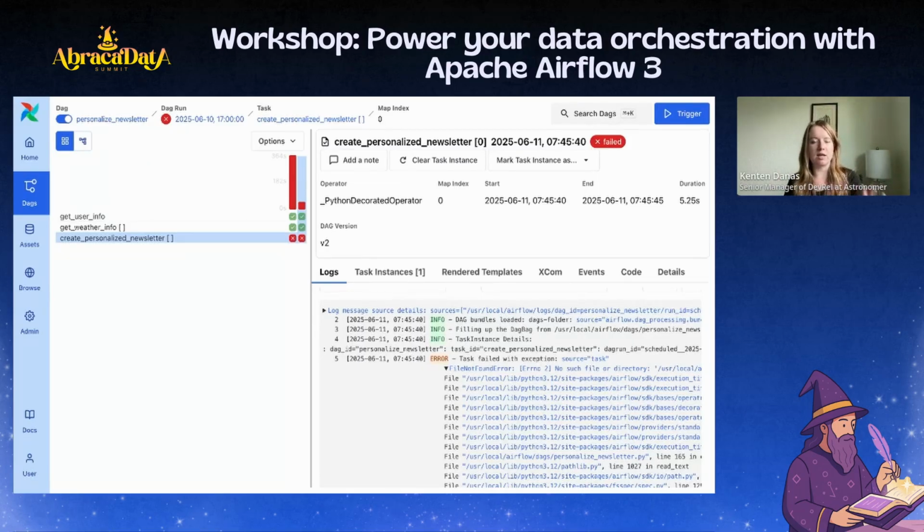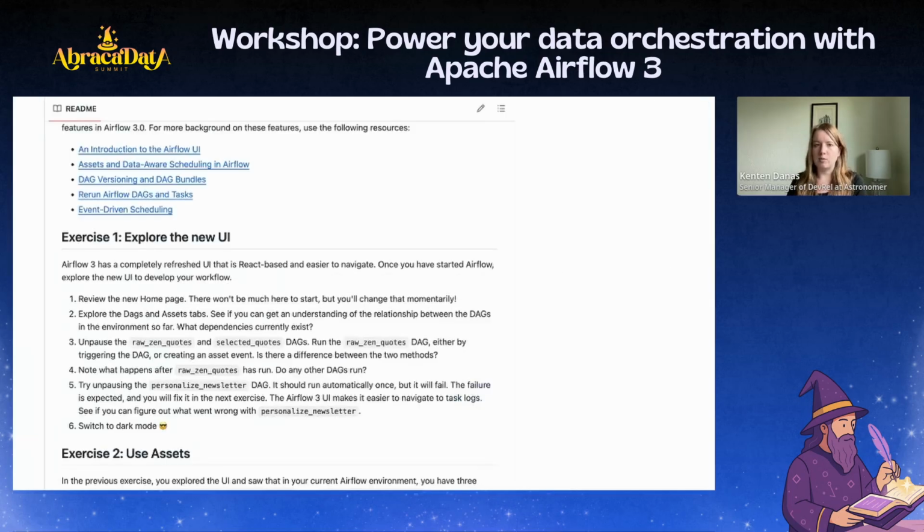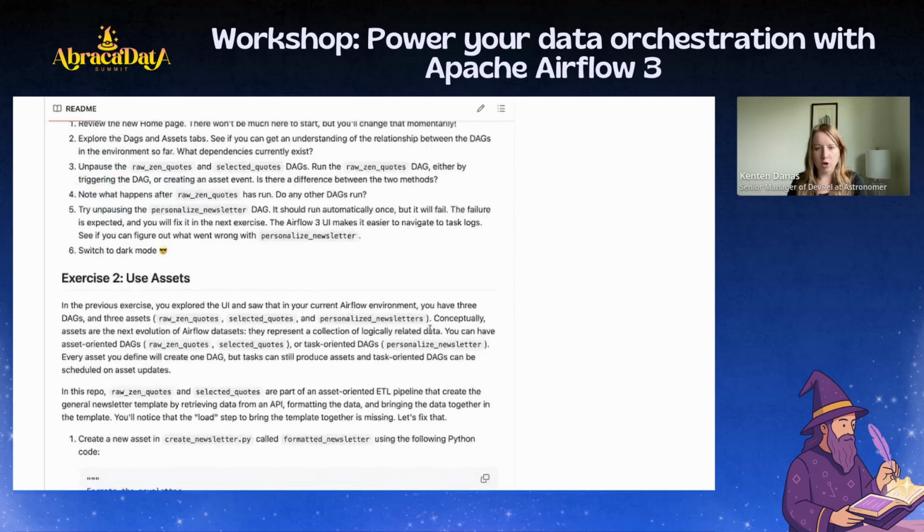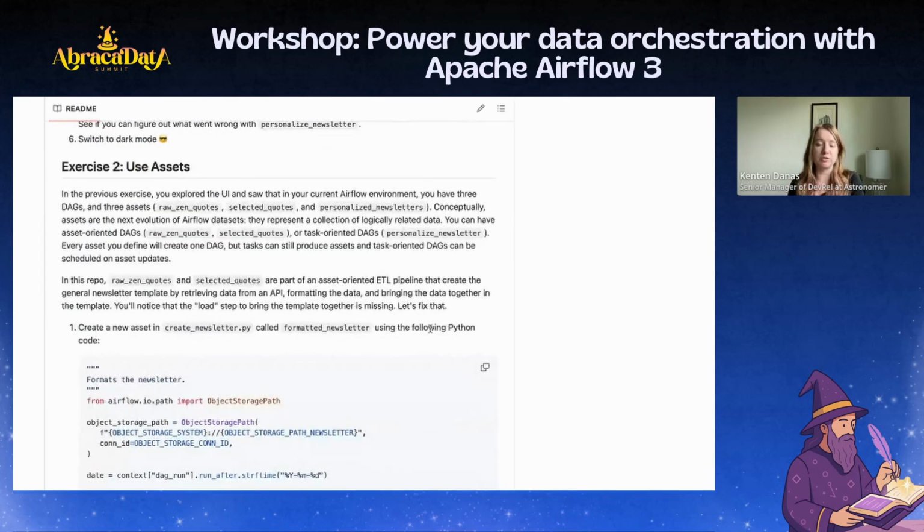The next exercise, this was the first one, designed to explore the Airflow UI. That's something you can keep doing on your own. The next exercise is to use assets. Again, something I talked about in the intro. Assets are a different way of writing your pipelines in Airflow 3 and defining the data that you want to be available and then the Python that you need for that.